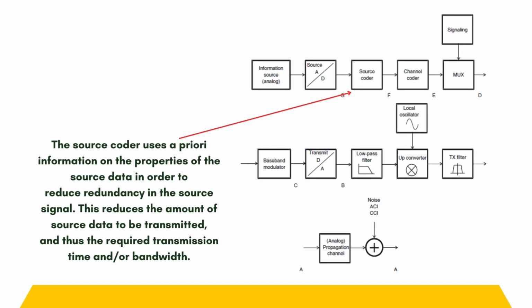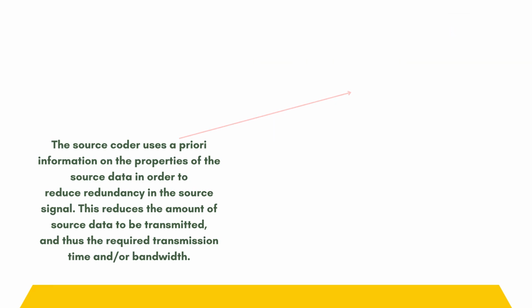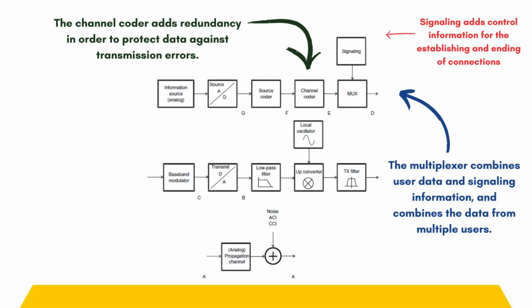Then we have a source coder block which uses a priori information on the properties of the source data in order to reduce redundancy in the source signal. Then we do have a channel coder block which adds redundancy in order to protect the data against transmission errors. We have a signaling stage where it adds the control information for the establishing and ending of connections, for associating information with correct users and synchronization, etc.